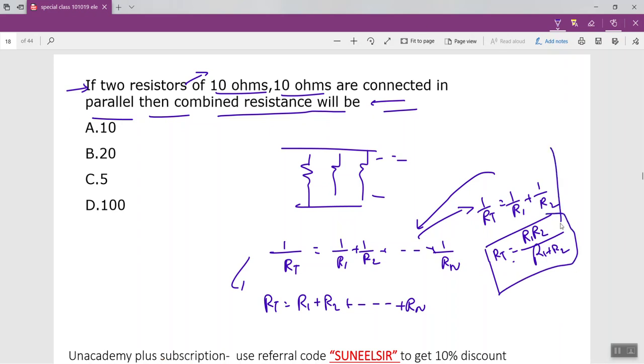Here they have given 10 and 10, which means 10 into 10 by 10 plus 10, that is 20. That is 100 by 20, which is equal to 5 ohms. 5 ohms is the answer.